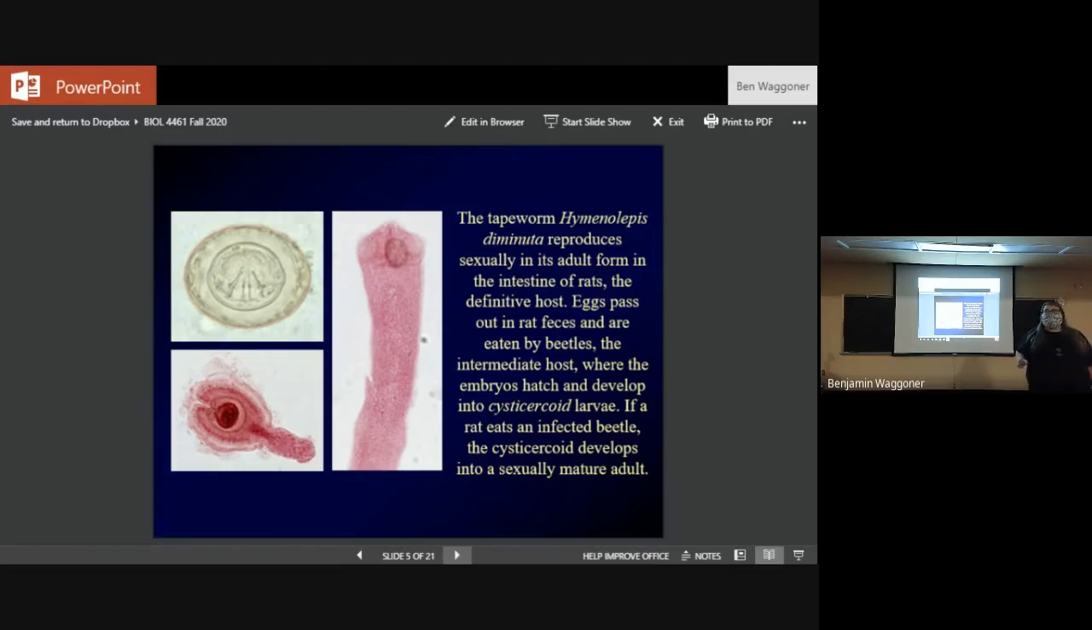The worm cranks out tons of eggs. The eggs hatch out in the feces, and the eggs get eaten by beetles. So beetles in this case are the intermediate hosts. Within the beetles, the eggs hatch into little larvae, and the larvae develop into an infective stage called a cysticercoid, which you're seeing at the lower left. If a rat eats an infected beetle, the cysticercoid pops out and transforms into a young adult. And it's the circle of life.